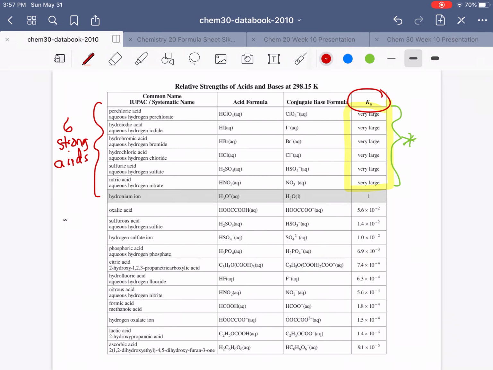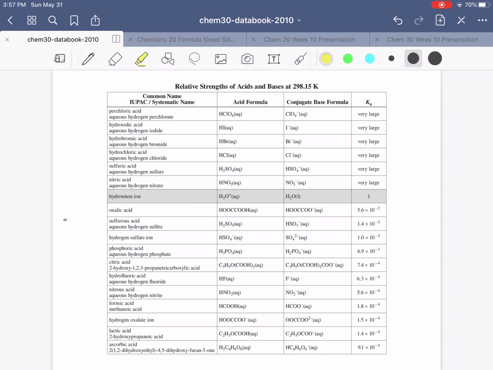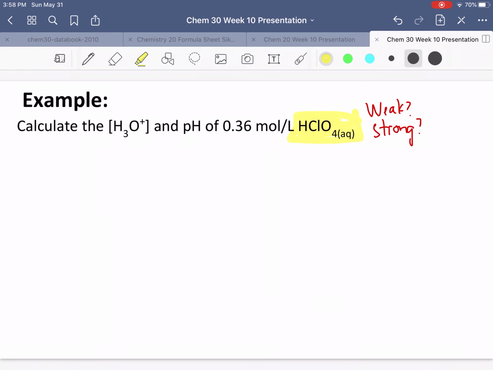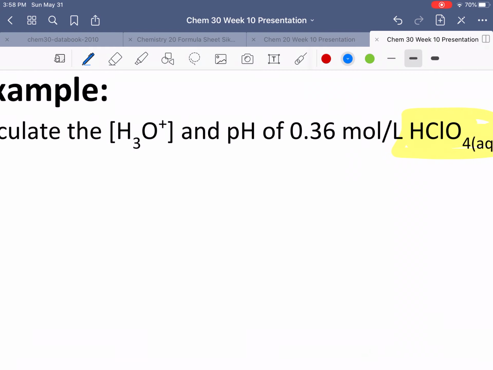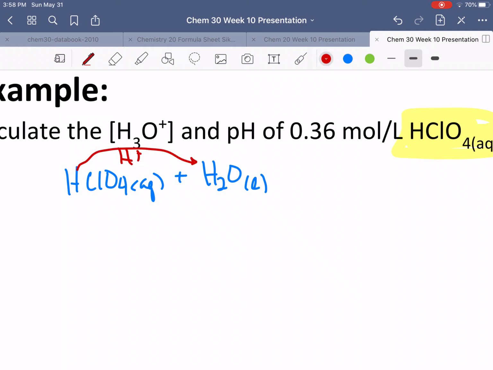HClO4, which is perchloric acid, not a new one, guys, something that would have come up to you last year. And here it is, perchloric acid. It's a super strong acid, which means it is a quantitative ionization. So similar step-by-step process to what we would always do with these is we would show the ionization equation. So we have HClO4 aqueous plus water, H2O liquid. You're going to have the proton transfer.